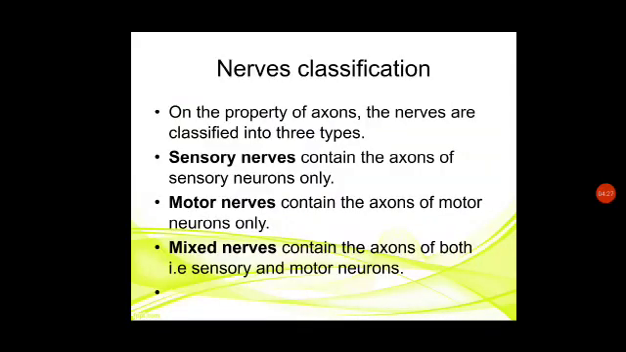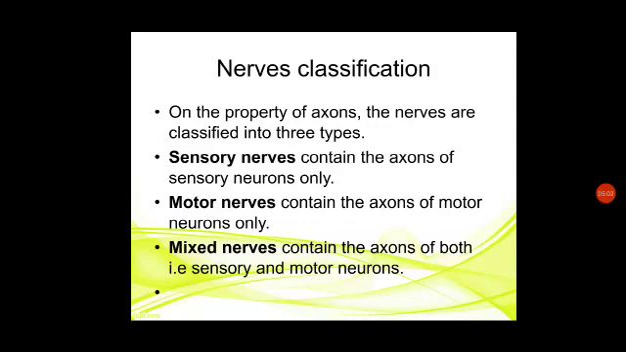Okay, now the classification of the nerves. We can classify the nerves on the basis of the axon property. The nerves are classified into 3 types: sensory nerves, motor nerves and mixed nerves. Sensory nerves contain the axons of the sensory neurons only. Motor nerves contain the axons of the motor neurons only, and the mixed nerve contains the axons of both sensory and motor neurons.